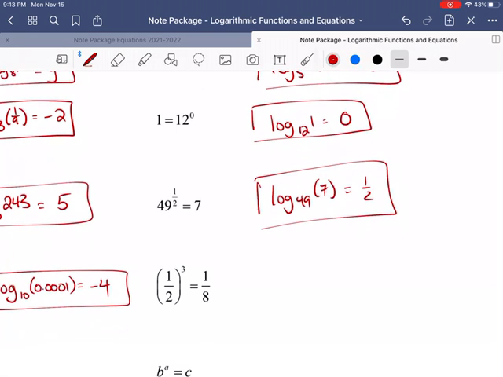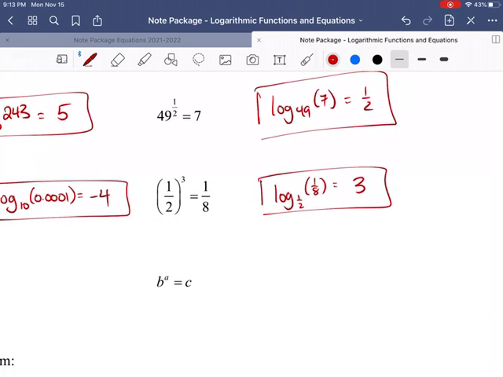And this one's a little trickier, but we get log base 1/2 of 1/8 is equal to 3. The last one, BAC, so we get log base B of C equals A.